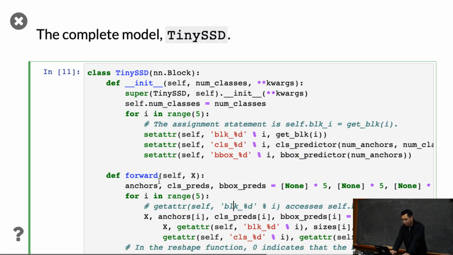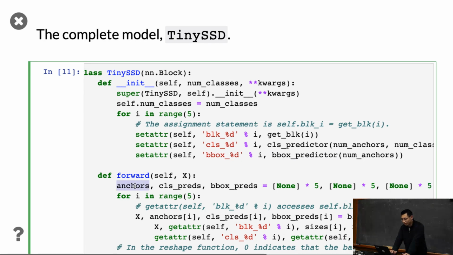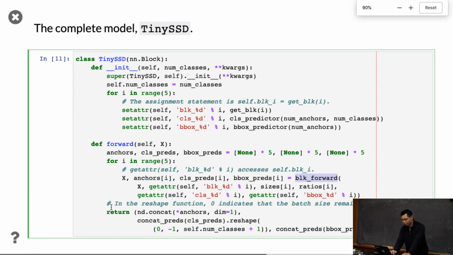Then in the forward function, for each level, we're going to give you anchors, class prediction, and bounding box prediction. For each stage, we feed in X and get the block, get the sizes, get the ratios, get the class predictor, get the bounding box predictor, and feed into the block's forward function we defined before, and we get anchors, class prediction, and bounding box prediction. At the end, we just concat all this output for each layer together. We concat the anchors, the class predictions, and also the bounding box predictions.